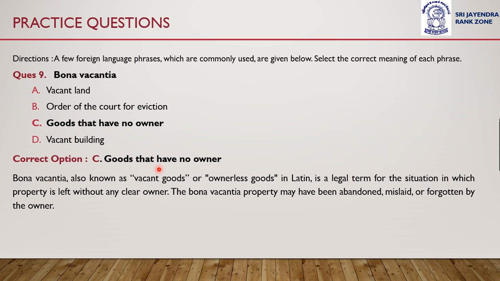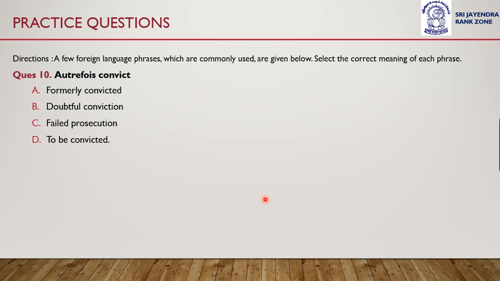Bona vacantia, also known as vacant goods or ownerless goods in Latin, is a legal term for the situation in which the property is left without any clear owner. The property may have been abandoned, mislaid, or forgotten by the owner. Bona vacantia means goods that have no owner.